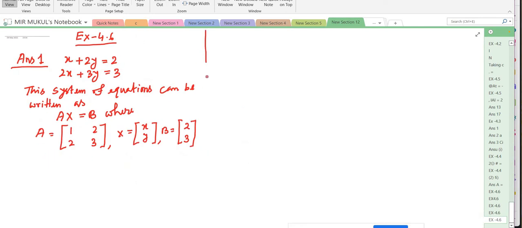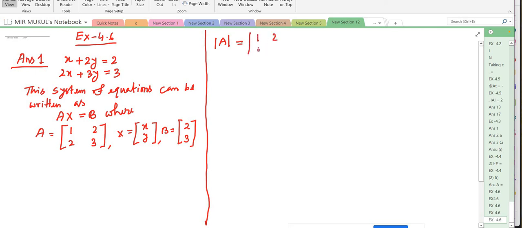So first we have to find the determinant of A, which equals 1, 2, 2, 3, and we'll get 3 minus 4, that is equal to minus 1. So 0 is not coming. It means A inverse exists. If we get determinant of A not equal to 0, then we have to find the adjoint of A, because A inverse we are going to find.